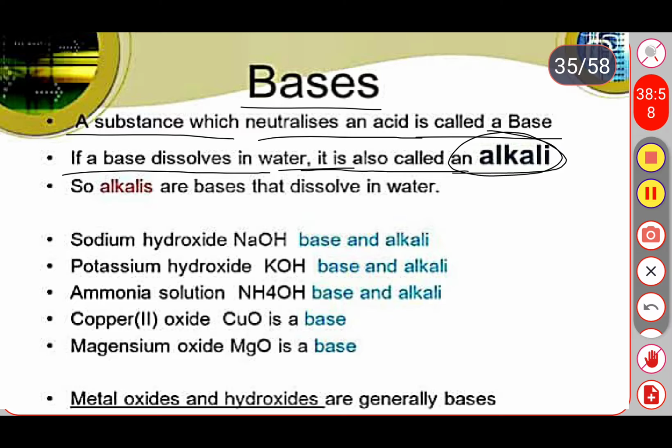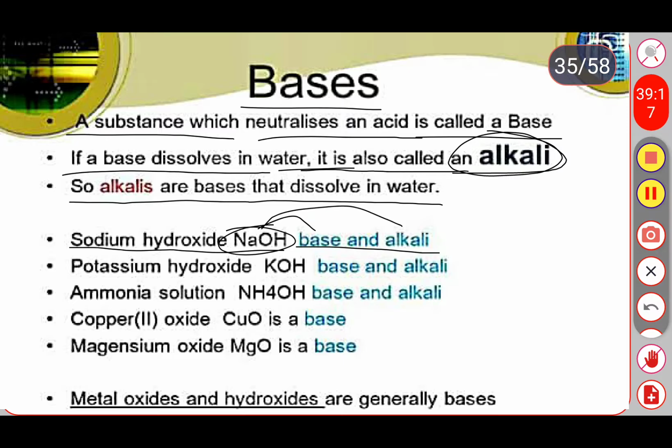Here some examples are given. Sodium hydroxide, NaOH, is a base and an alkali. Sodium hydroxide is a base as well as an alkali because it is soluble in water. Potassium hydroxide is a base as well as an alkali. Next one, ammonia solution. Ammonia solution is a base and an alkali because it is also completely soluble in water.